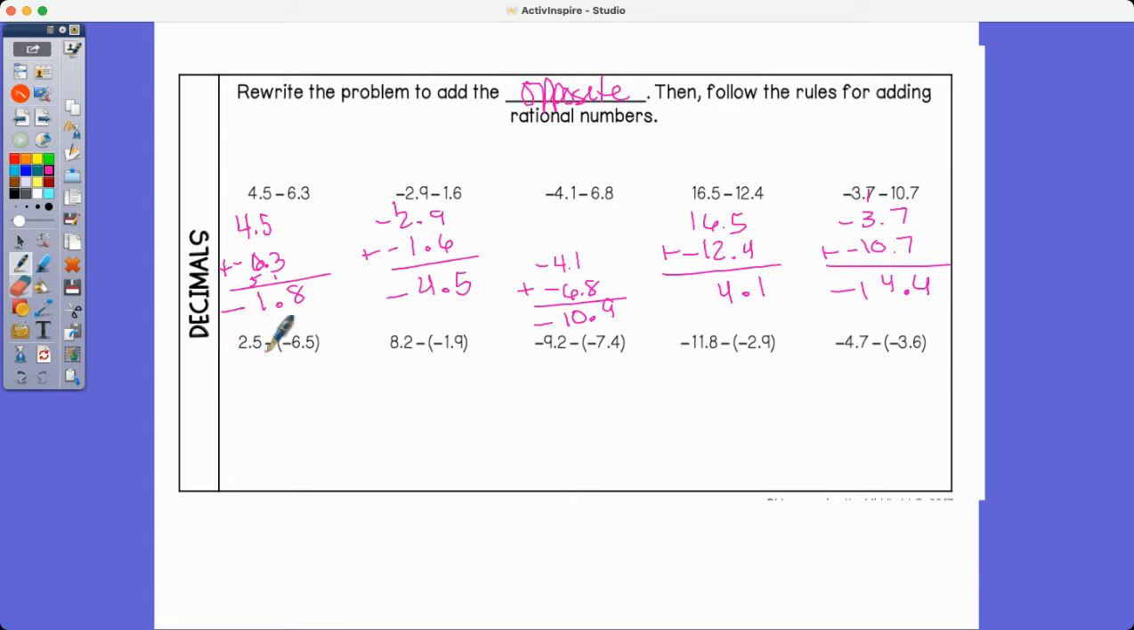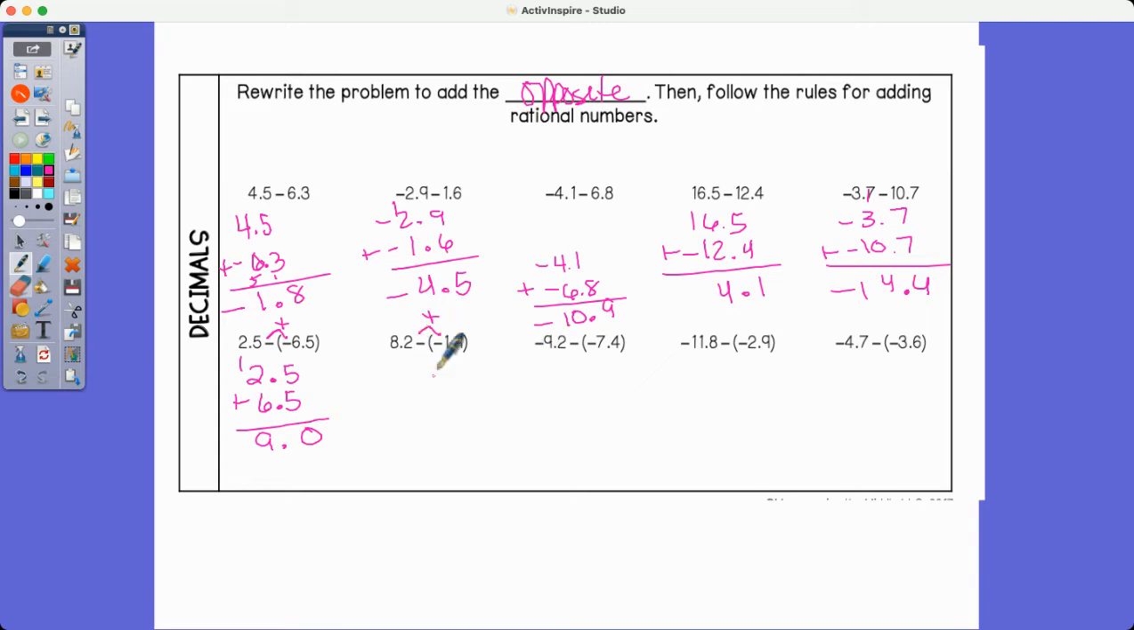2 and 5/10. A negative times a negative is a positive, so I'm going to just add the additive inverse, and so I get 0, 9, 9 wholes.